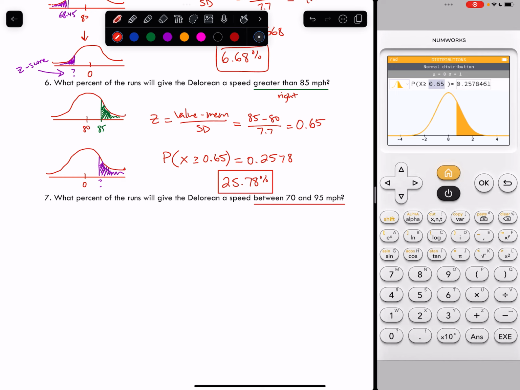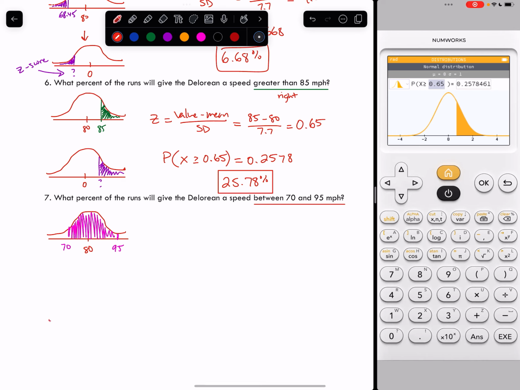So for number 7, we want between 70 and 95. So again, if we draw our normal graph here, we have our mean at 80. So 70 would be, I don't know, somewhere here-ish. And 95 would be here-ish. And so we want everything in between. So all of that stuff in there.